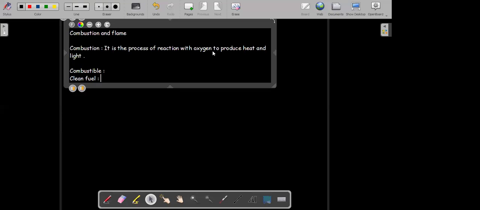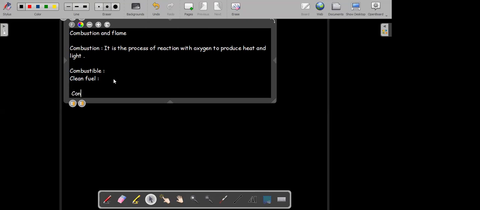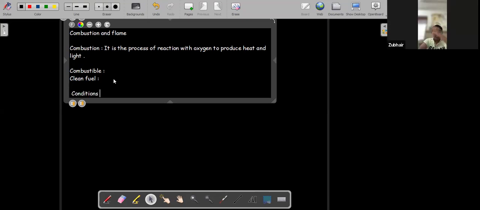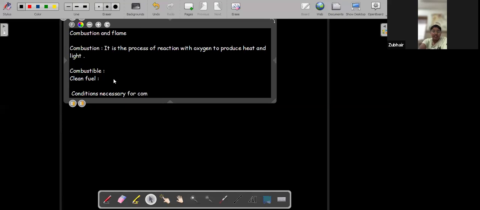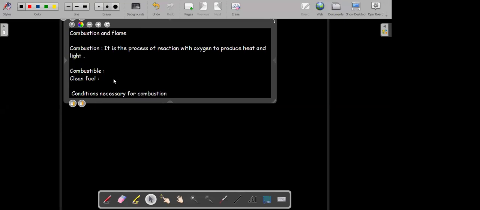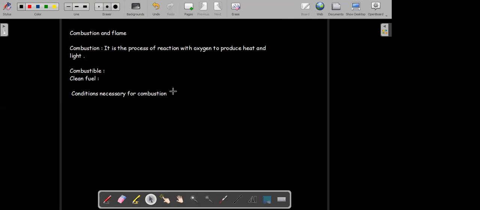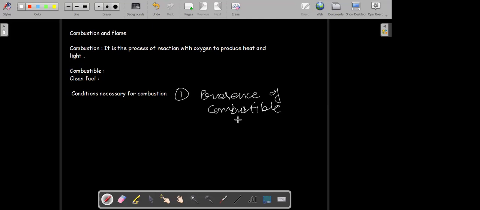So after this, we had done the clean fuel, the characteristics of a clean fuel, and we had also done the ignition temperature. Now, what are the conditions necessary for combustion to take place? Oxygen. Ignition temperature, sir. Oxygen, very good. Anything else? Combustible substance, sir. Yes, there should be a presence of a combustible substance, presence of oxygen, and the ignition temperature. Ignition temperature is nothing but the room temperature, right, sir?